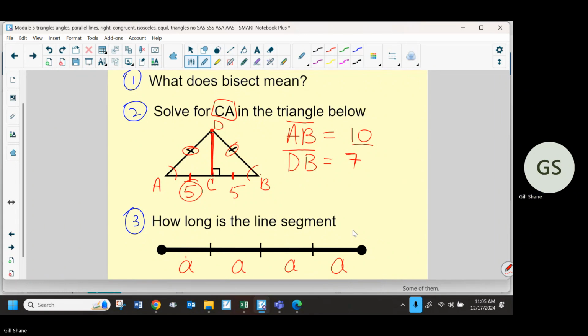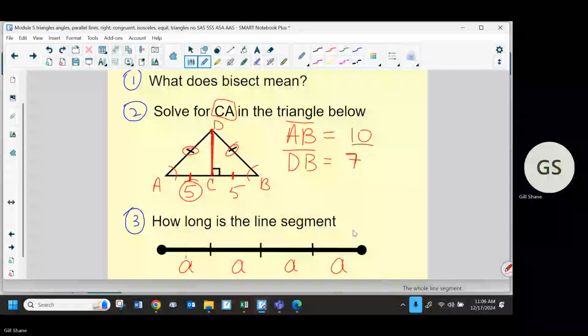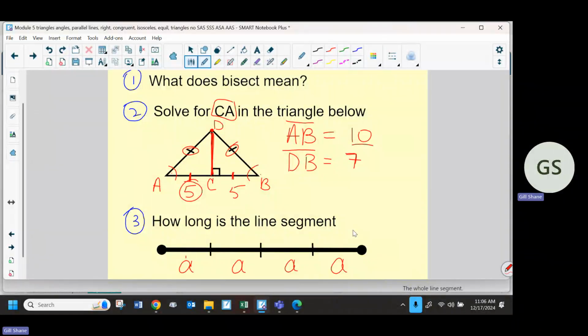Can you tell me the answer to number 3? How long is that line segment? The whole line segment. Number 3, that whole line segment from the endpoint to the endpoint. You tell me how long it is. If you can't, that's fine. It's A. That's exactly what it is. So let's talk about what you just said. How long is that segment right there?